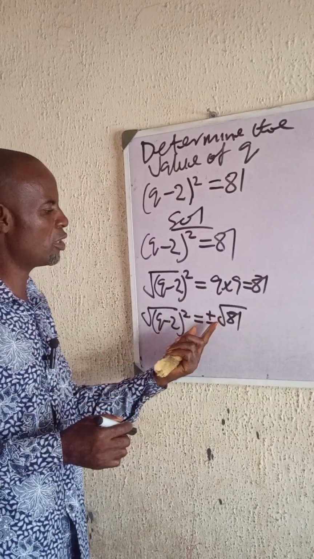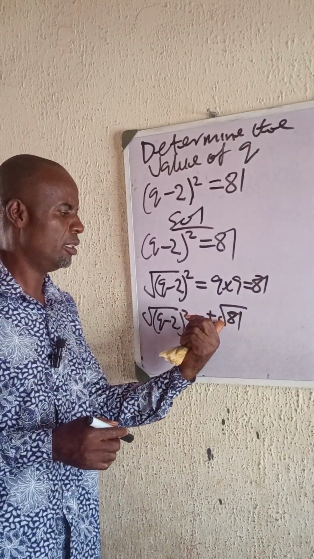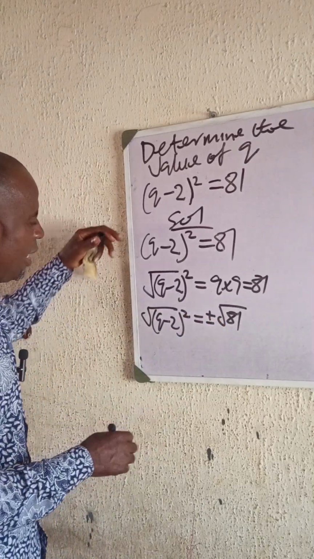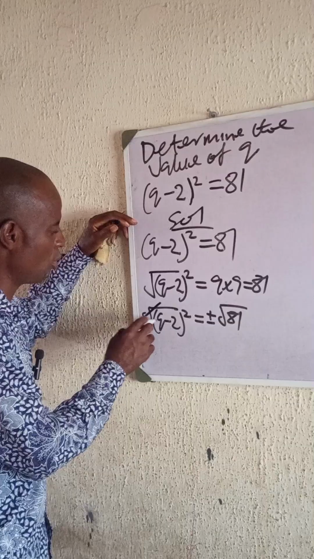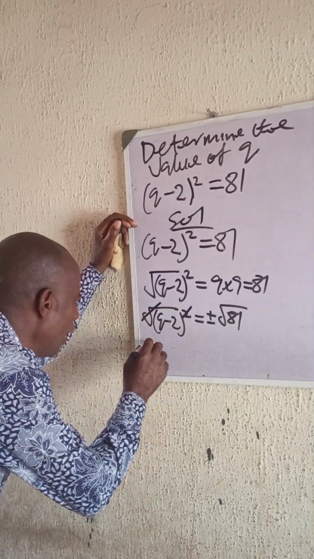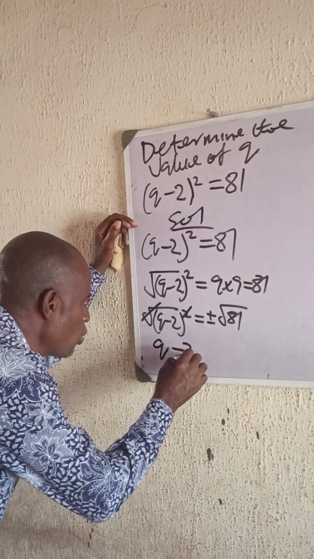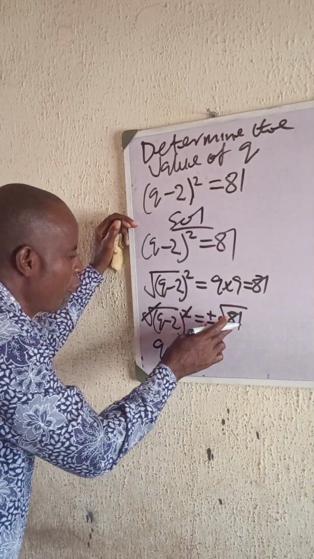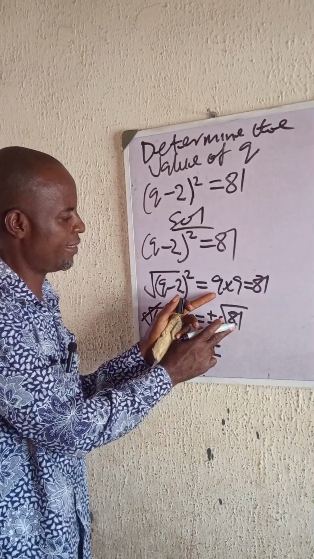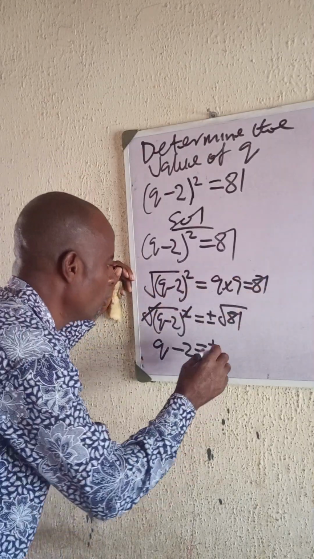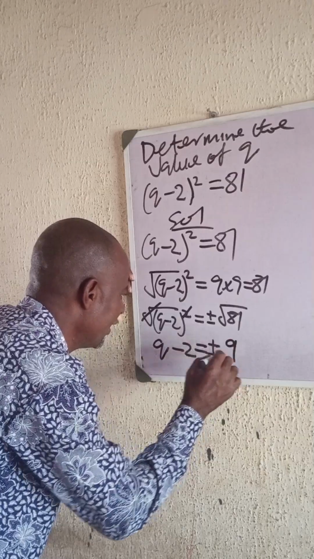Then we introduce this plus and minus because of this introduction of the square root. So at this point, this square root will go with this exponent. Then we are left with q minus 2 is equal to plus or minus the square root of 81, which is 9, because 9 times 9 will give you 81, which means plus or minus 9.